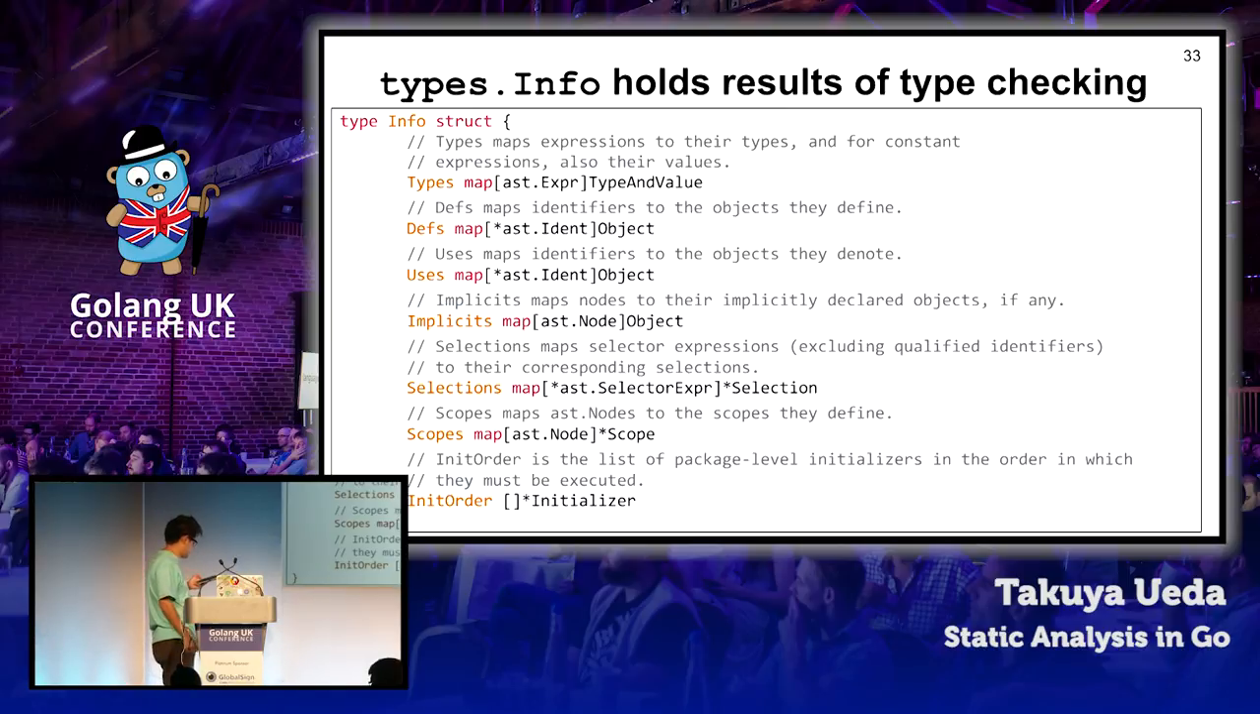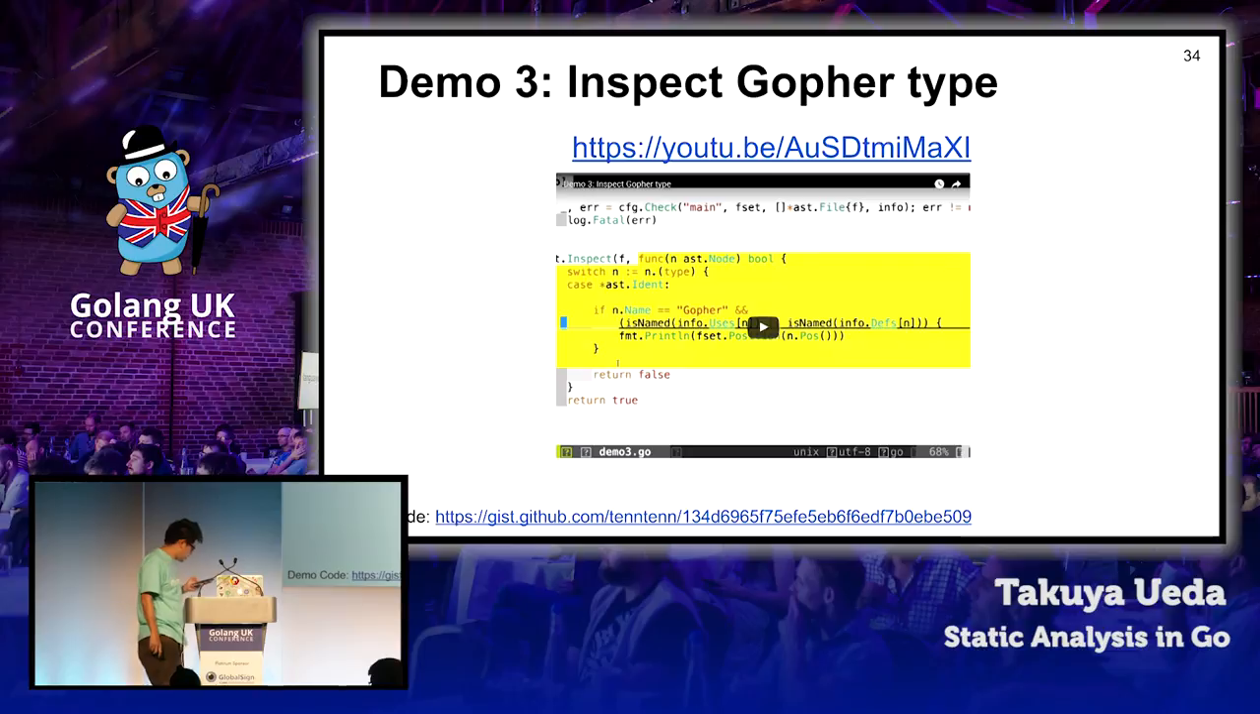There is a definition of the types.Info type. Most fields of it are maps. The Check method puts results of the type checking into each field if it is initialized. For example, if you want to get the position of an identifier definition, you should initialize Defs. Okay, I will show the last step of our demo.